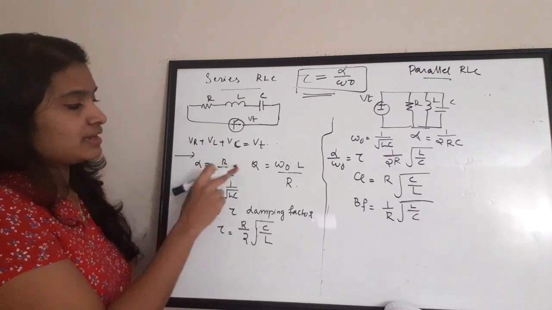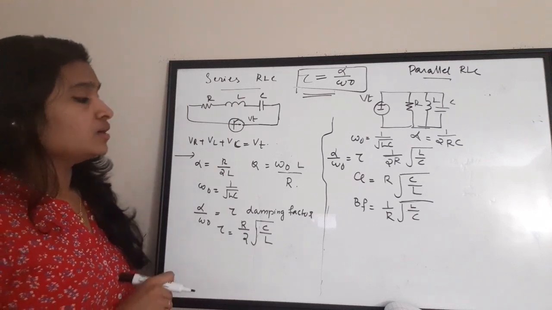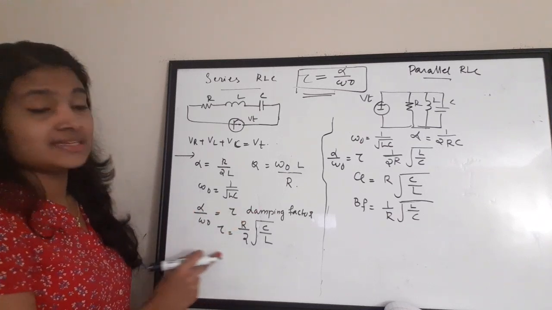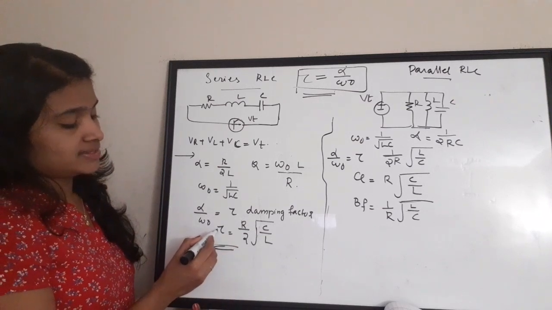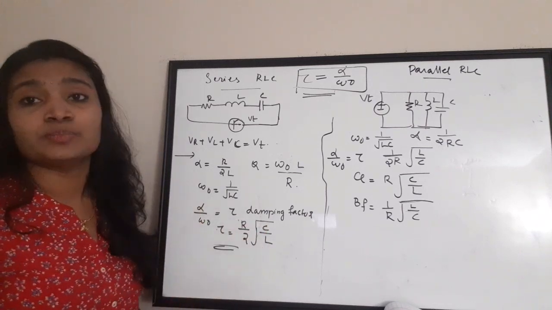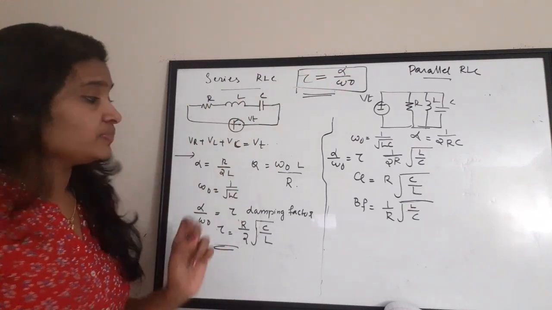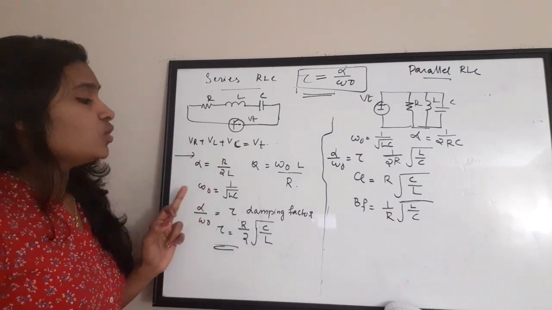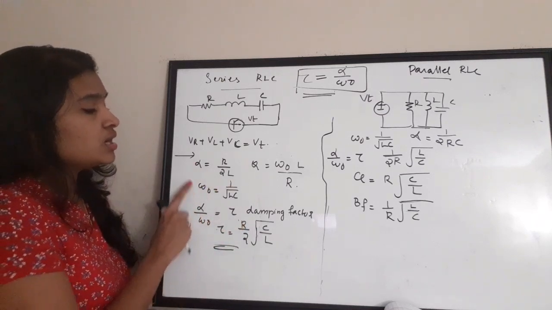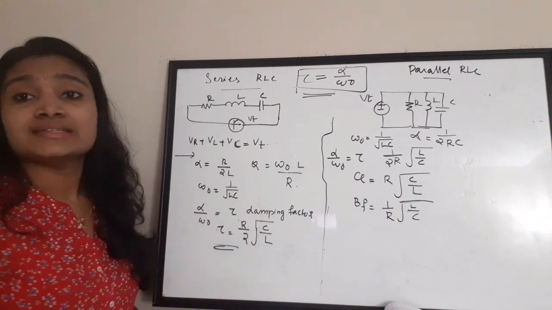Tau, which is the damping factor, is equal to alpha by omega 0, where for a series connection alpha is equal to R by 2L and omega 0 is 1 by root of LC. If you take the ratio of alpha and omega 0, the damping factor for a series connection is obtained as tau is equal to R by 2 into square root of C by L. So these equations are very, very important. We'll explain once again. First, defining one term called alpha: alpha is equal to R by 2L and omega 0 is equal to 1 by root of LC, and the damping factor is defined as the ratio of alpha to omega 0, and it is obtained for a series connection as R by 2 into square root of C by L.